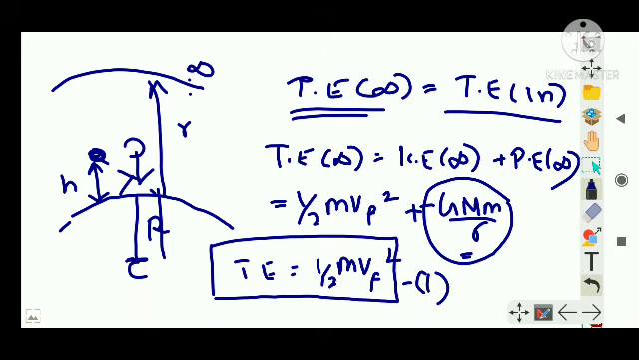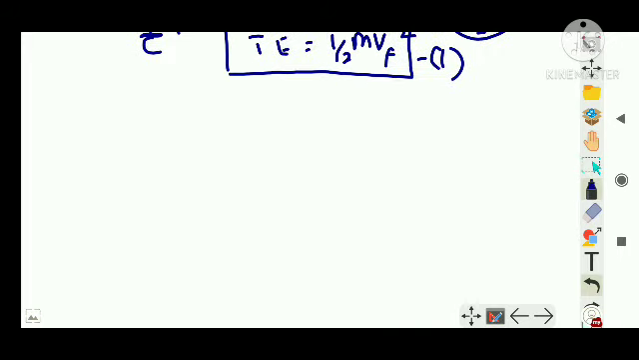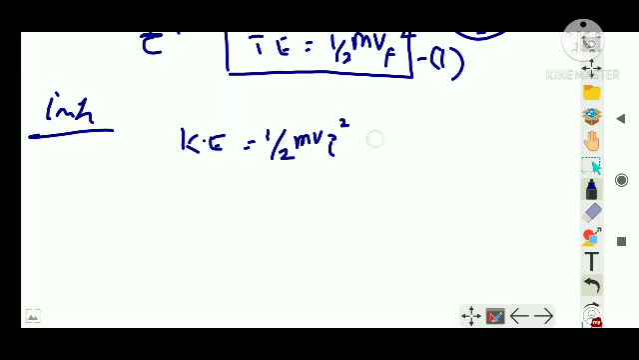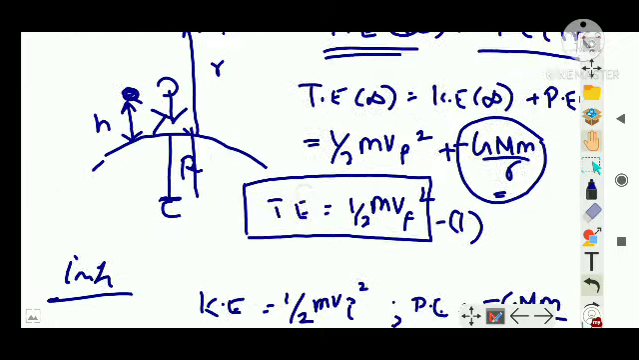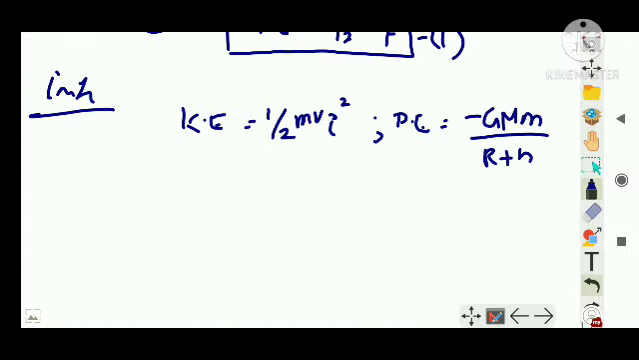Clear? About the initial position, we'll derive the total energy in the initial position. At the initial position, kinetic energy will be what? Half m v square, or let's say Vi square, that is initial velocity, and potential energy, let's say it is minus GMm by r plus h. Why r plus h? See, the ball is at a height h plus r from the center of Earth. We are taking the measurement from the center of Earth, so this is the potential energy.